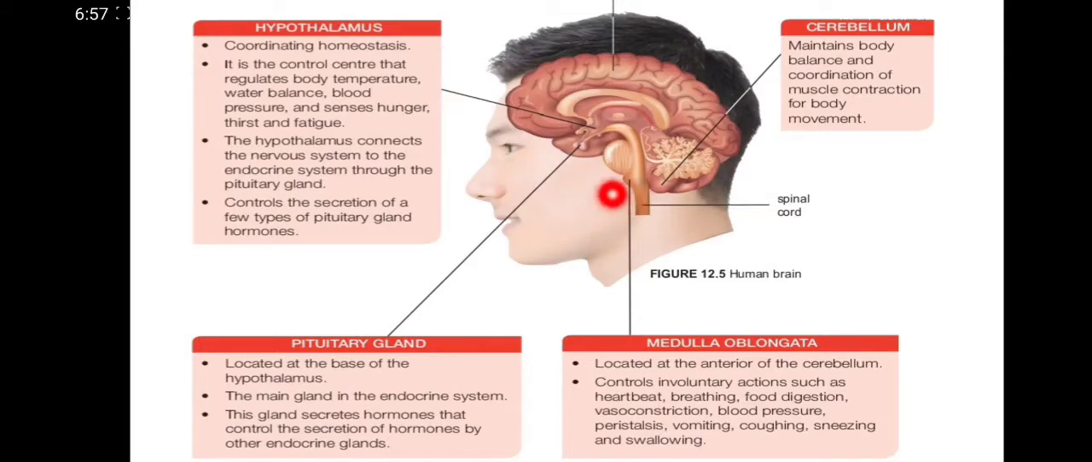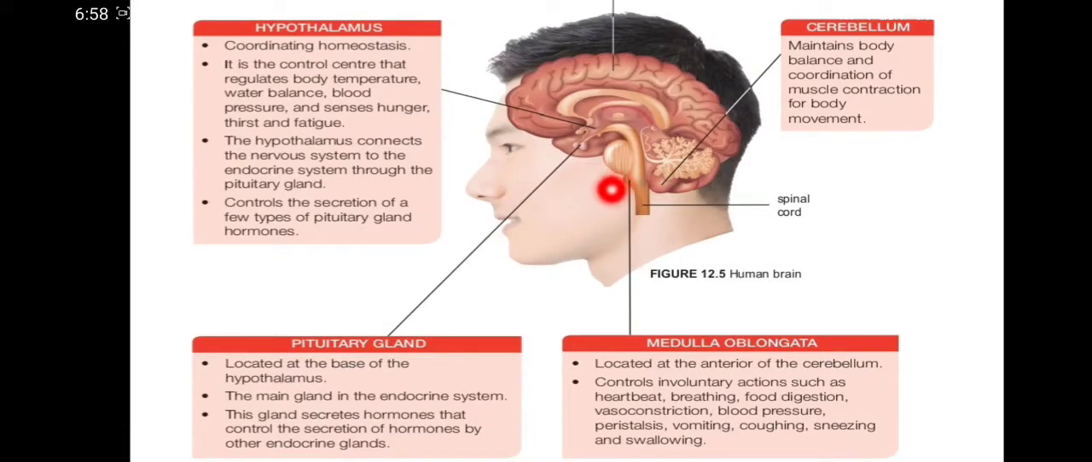So this one is cerebellum. Okay, cerebellum maintains our body balance and coordinations of muscle contraction for our body movement. And then here, medulla oblongata, located at the anterior of the cerebellum. Okay, this is cerebellum. At the anterior of the cerebellum is our medulla oblongata.